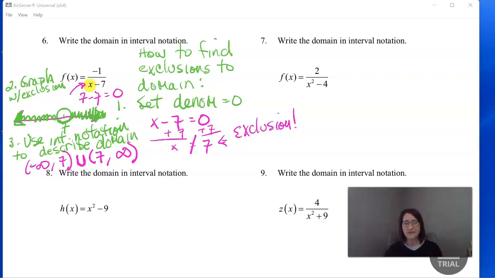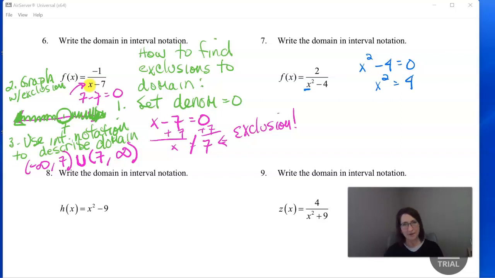Okay, let's go ahead and look at example number 7. So for example number 7, I'm going to start exactly the same. I see that I have an x in the denominator. So I'm going to set my denominator equal to 0. I am going to add 4 to both sides. So I get x squared is equal to 4.